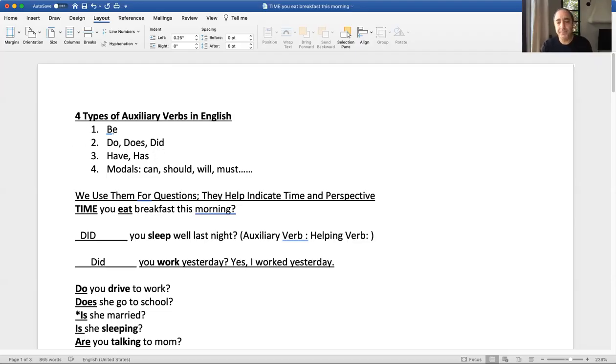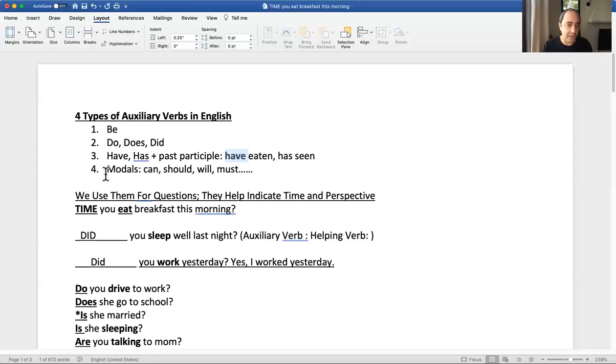Okay, but be careful, you guys. It's not meaning to possess. It's only when it's connected or right before a past participle, like have eaten or has seen. That's when it's a helping verb. That's when it's an auxiliary verb. Okay, if it's by itself, if it's not followed by a past participle, it's not an auxiliary, it's a main verb.